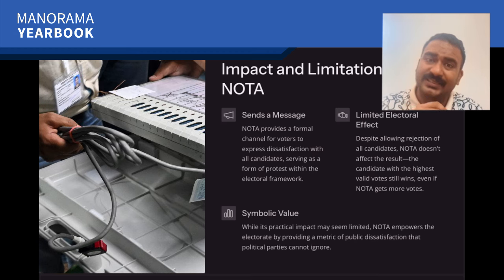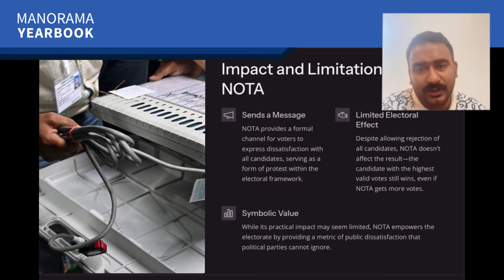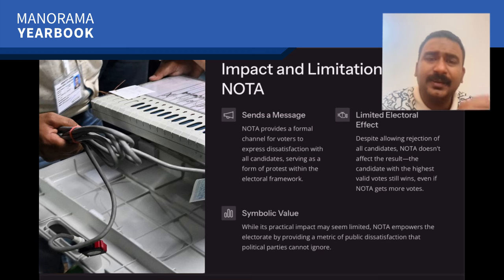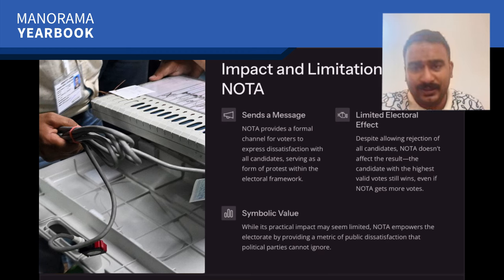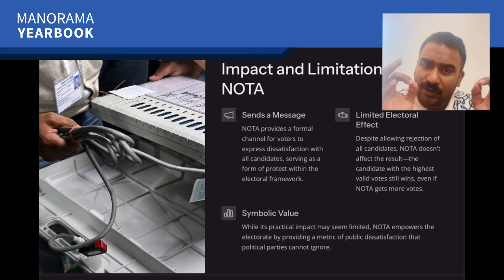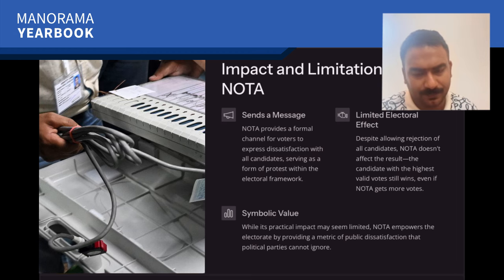This often raises the question about the actual utility of the none of the above option. However, I will say this option empowers the electorate. It sends a message to the party or the person contesting an election regarding dissatisfaction and can be a form of protest within the framework of electoral democracy.